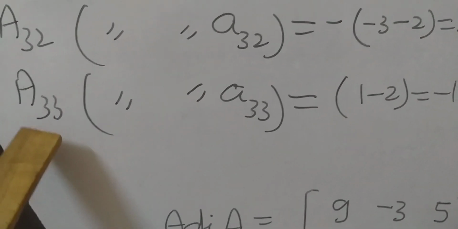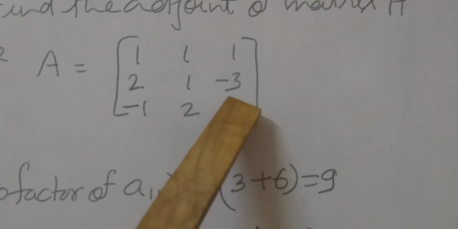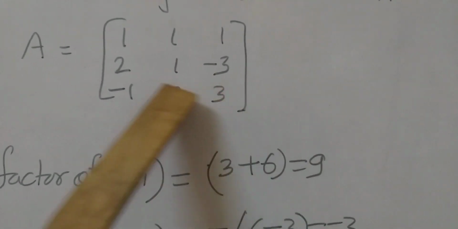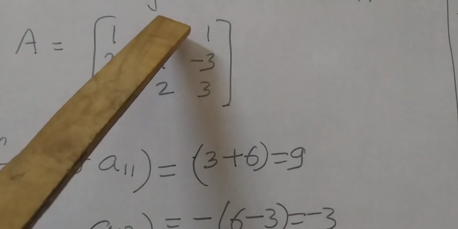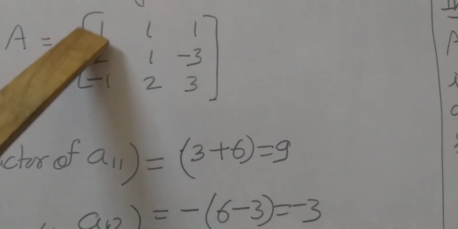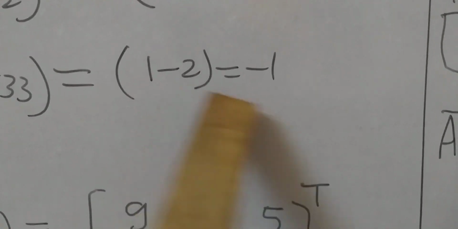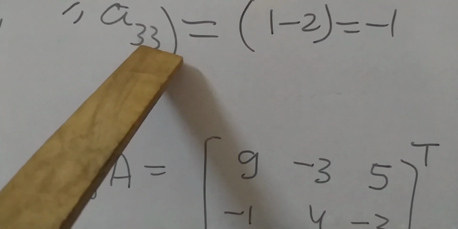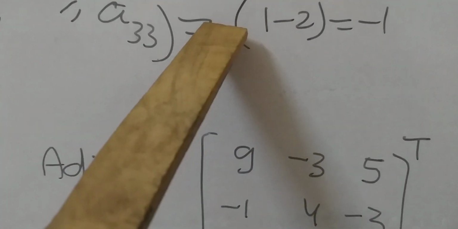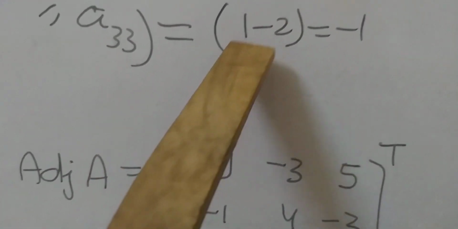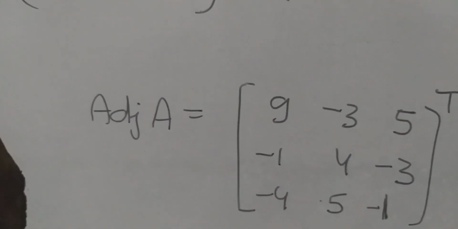Now the last element, student, is A33, its cofactor. This is A33, student. Its column and its row are deleted, leaving 1 2, 1 1. Let us find out its determinant, 1 minus 2. So 1 minus 2 is minus 1. It is at an even place, 3 plus 3, 6. So we have to put a plus sign, so its answer is minus 1.